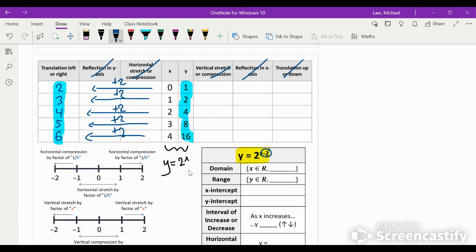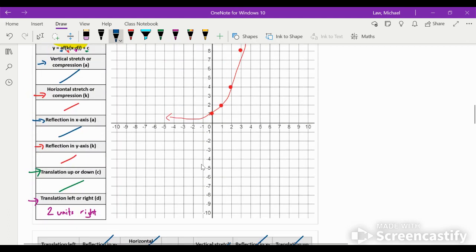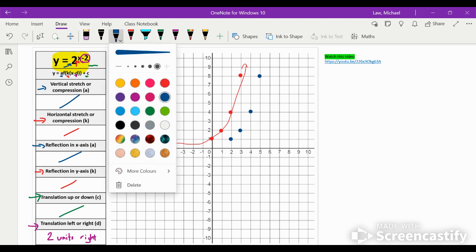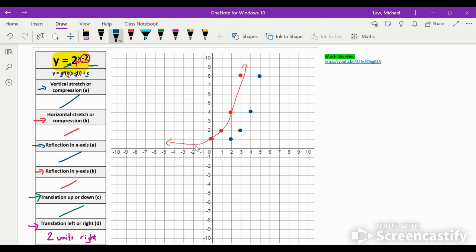So we're going to start with 2 and 1 over here, and then we're going to have 3 and 2, 4 and 4, and then we are going to have 5 and 8. Okay, and let's connect those with a curved line. So it's going to look something like that.